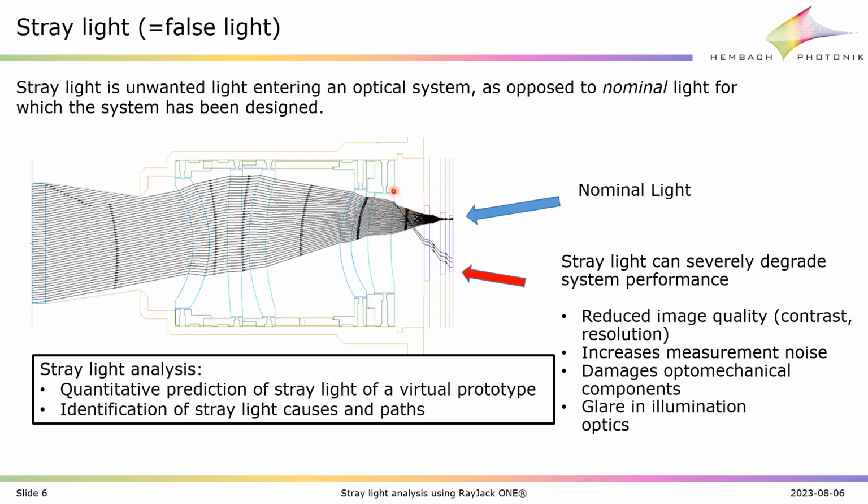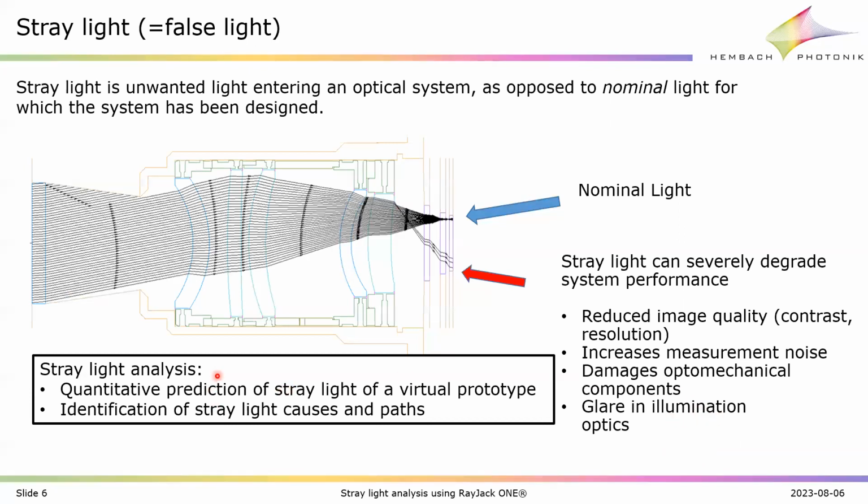So when you look here, you see that some of the light hits actually the edge of this lens and produces a signal here, which is unwanted. And generally, this Straylight can severely degrade system performance by reducing the image quality. That means contrast, resolution, or in one word, MTF. It increases measurement noise. In laser systems, it may damage optomechanical components. In illumination systems, it may lead to glare. And so it can be quite harmful.